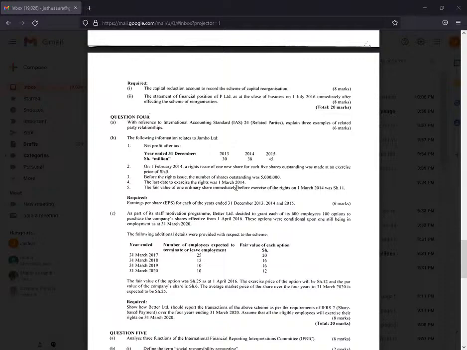Note number 4 is noise. I'll delete it. They're simply putting it there to confuse the easily confusable students. Note number 5, the fair value of 1 ordinary share immediately before exercise of the rights on 1st March 2014 was shillings 11. Now, what a good student will do in such a question is to single out and identify, of course, the low-hanging fruits.